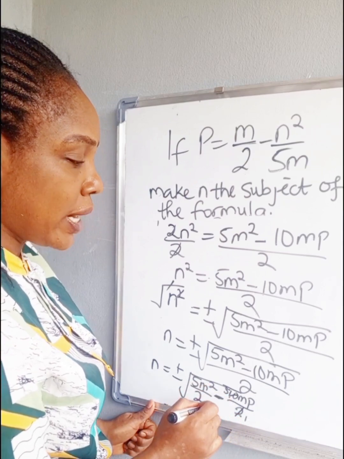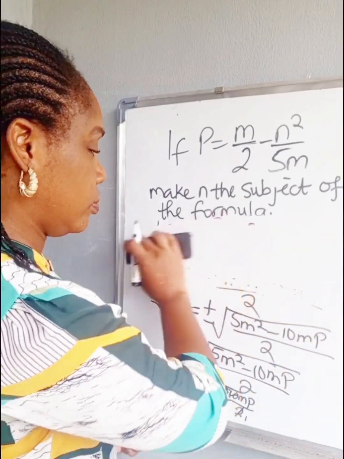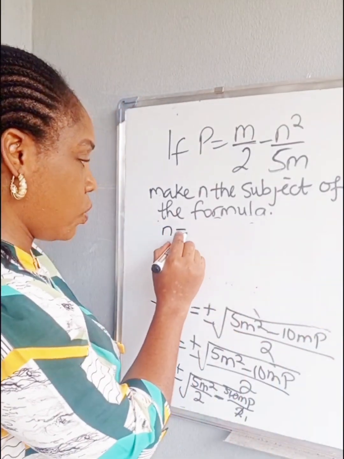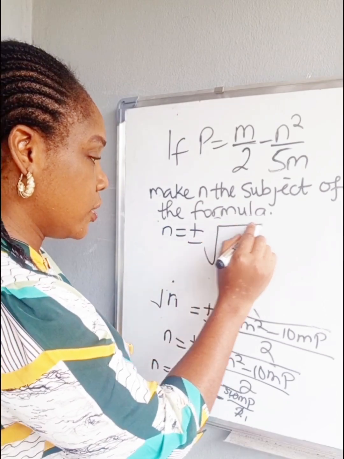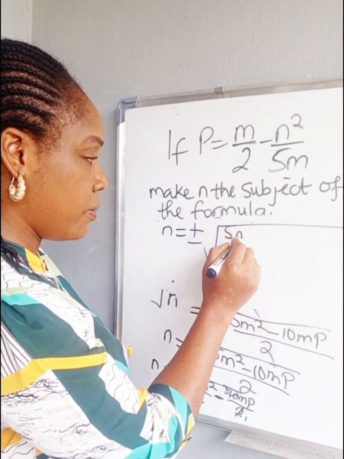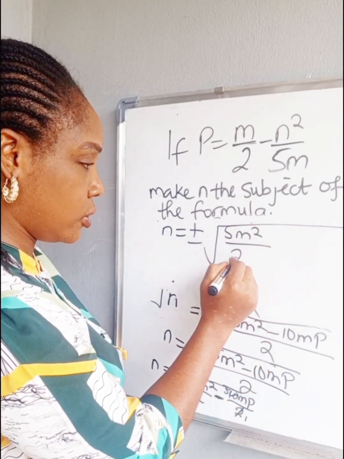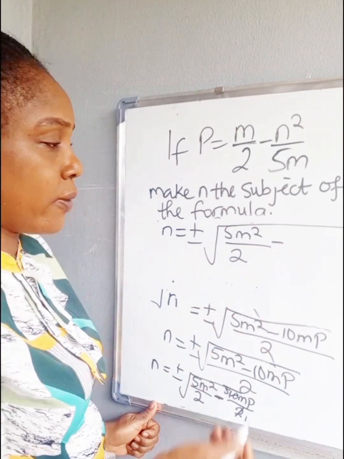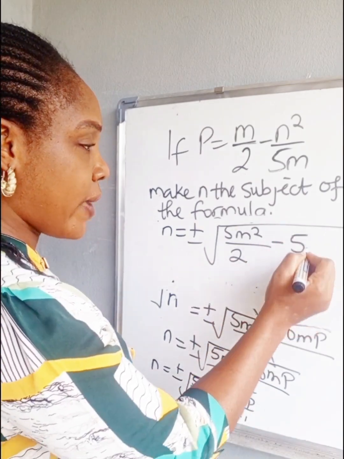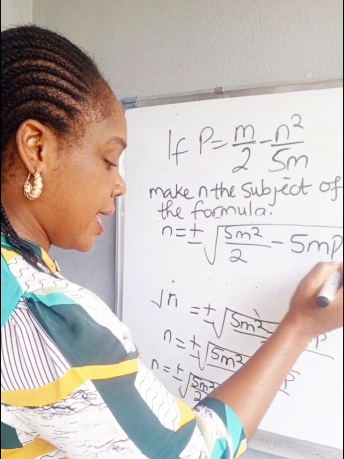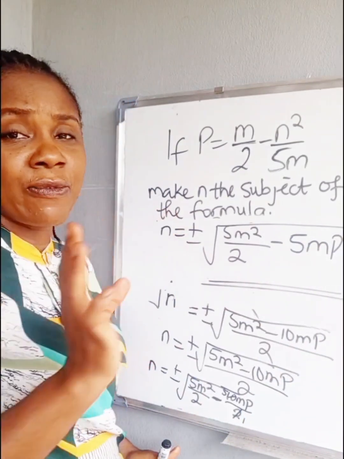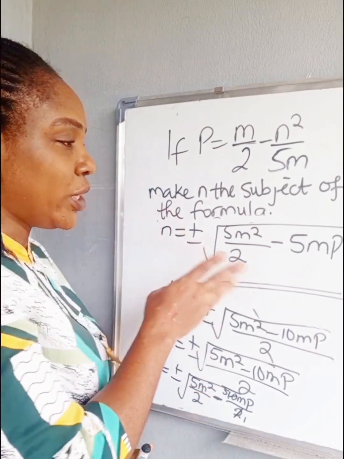Okay, so now we can say that n is equal to the positive and negative square root of 5mn all over 2 minus, remember, we cancel, 10 divided by 2 is 5. So we now have 5np, and that's the value of n. So we have finally made n the subject of the formula.